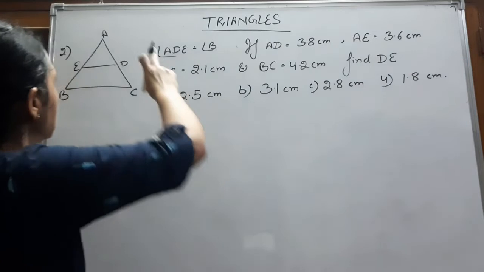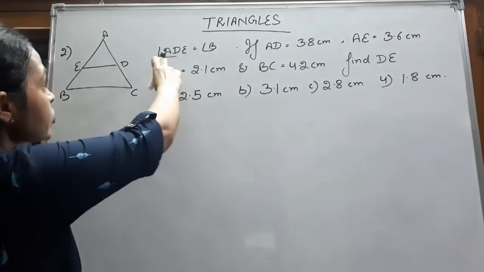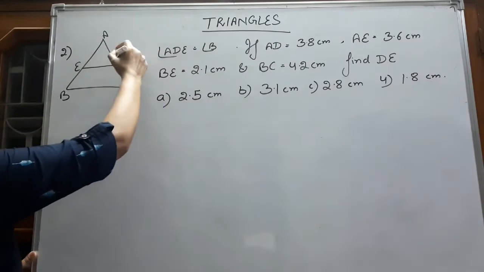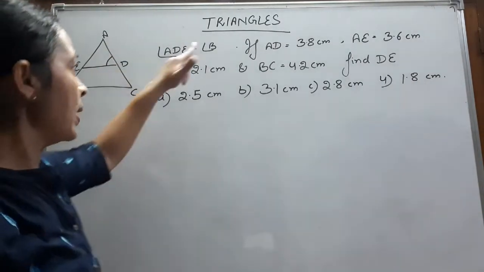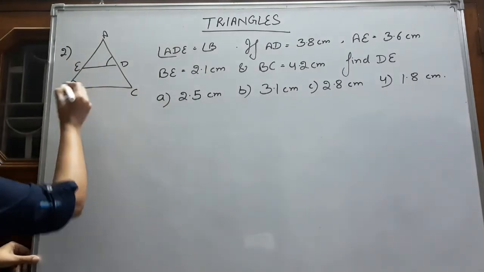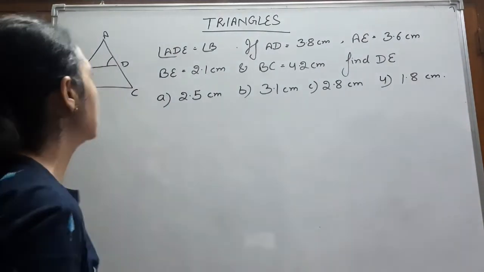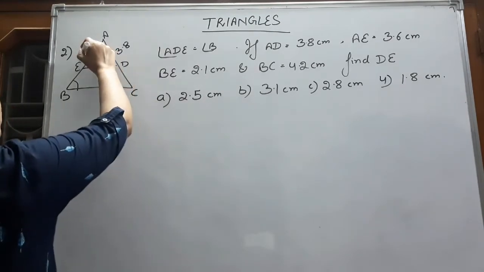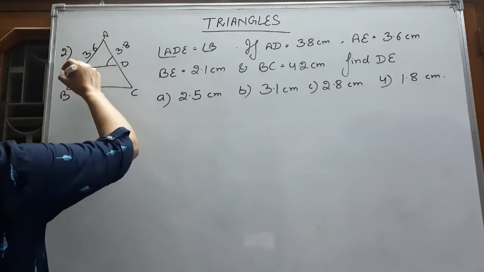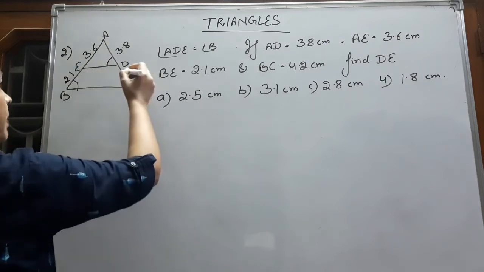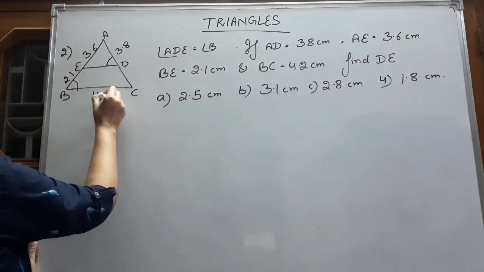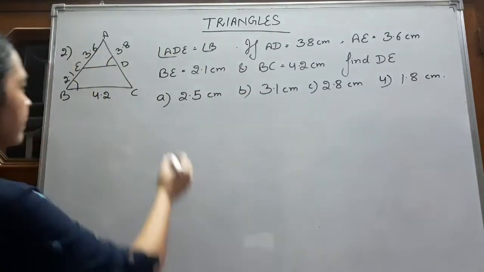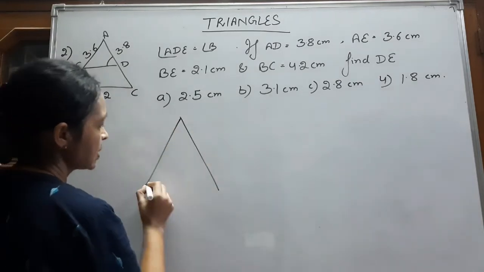Next one. Figure is given. In this triangle, this is angle ADE, this angle is equal to angle B. This is angle B. Both these angles are equal. AD is given 3.8 centimeters. AE is 3.6 centimeters. BE is 2.1 centimeters and BC is 4.2 centimeters. We have to find the length of DE. Four options are given.